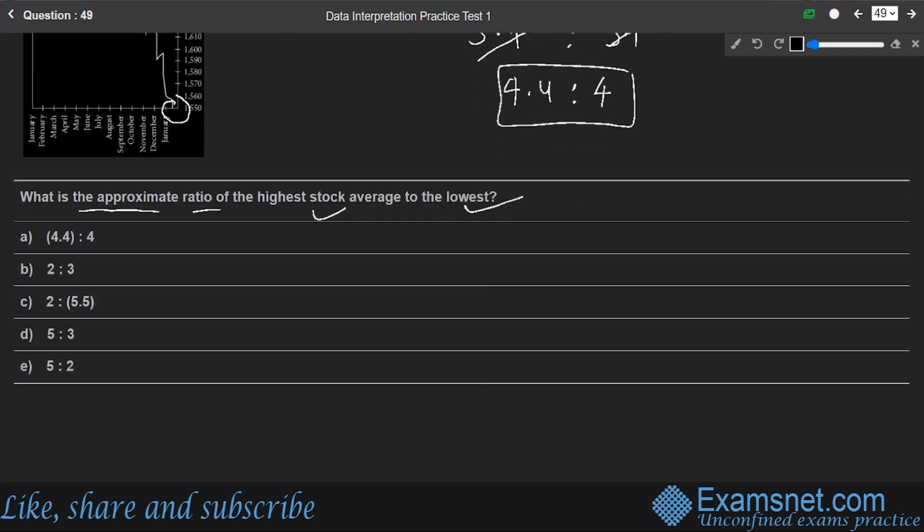Let's see among the options. Clearly option A is the only one matching, because the first number has to be on the higher side, which is happening in only the B, D, E, and A options. And amongst D, E, and A, which option is most close to our right answer, that is 3.4 to 3.1, which is nothing but 4.4 is to 4. So that becomes the right answer, option number A.